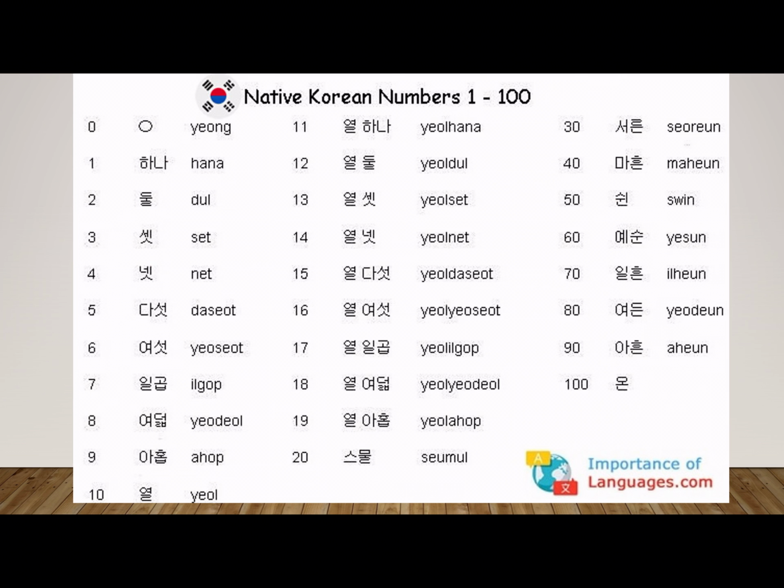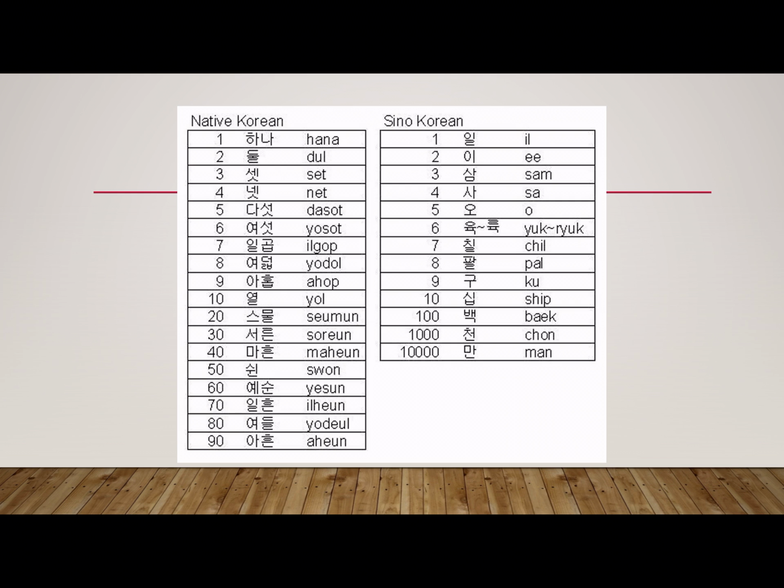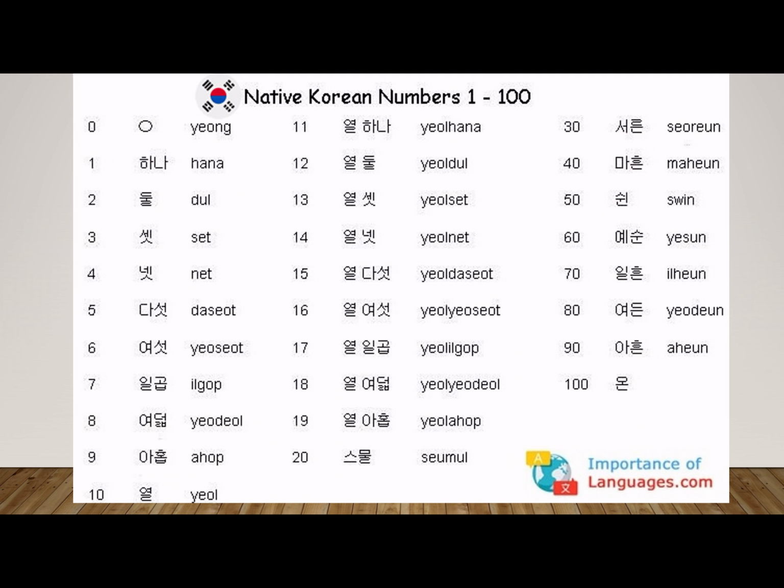The first one is the native Korean numbers, and I like this slide better because it tells you how to count beyond 10. First we have 0, which is yeong, and then 1, which is hana or han, depending on the context.